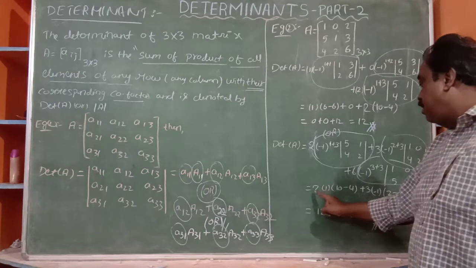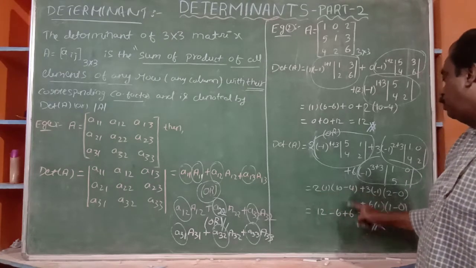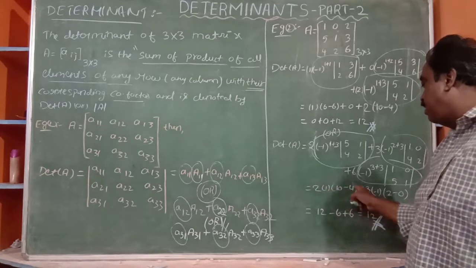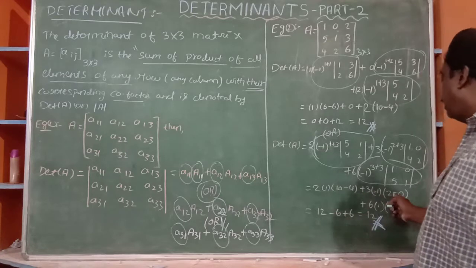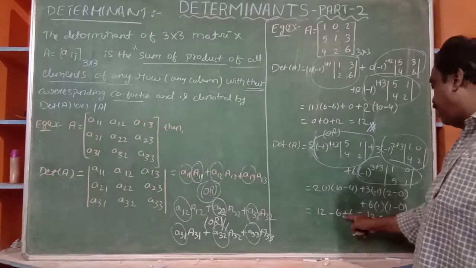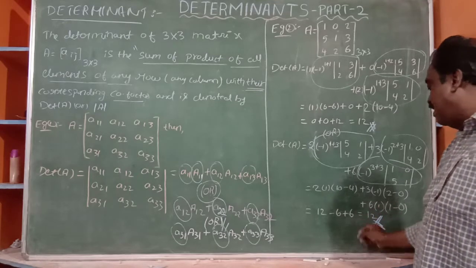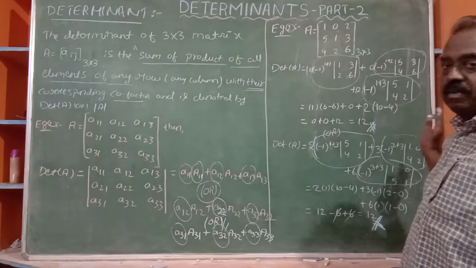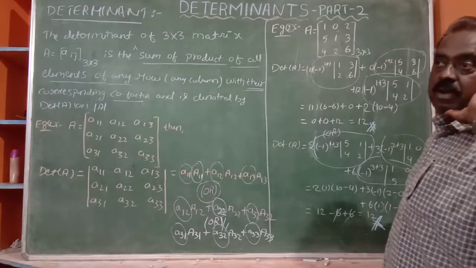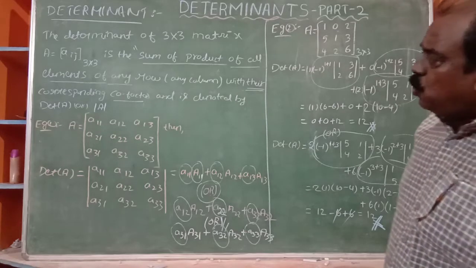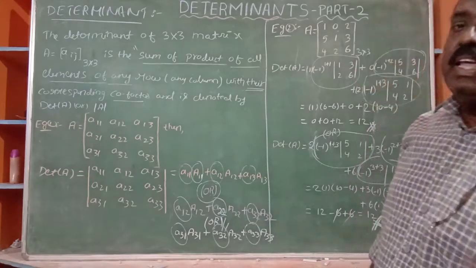Now, how much is this? You see, 6 twos, here 6 times 2 is 12. Here it is minus 6. Now 3 into minus 1 into 2 is minus 6. And here it is 6. Now the 6 is cancelled, so we get 12. The same determinant. The determinant will not be changed.